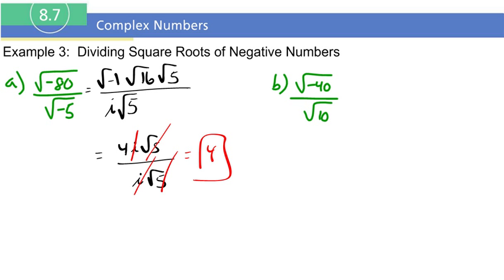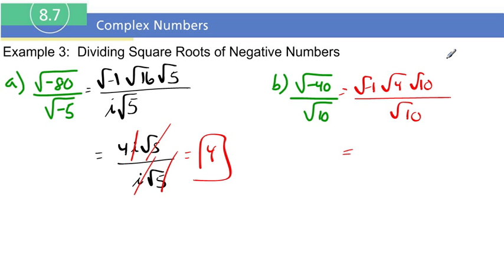All right. Coming over here now to example B. Okay, we can go ahead and simplify radical negative 40 all over radical 10. So the square root of negative 40. Again, we can write that as square root of negative 1, and then 40 can be written as square root of 4 times square root of 10. And that's all over the square root of 10.